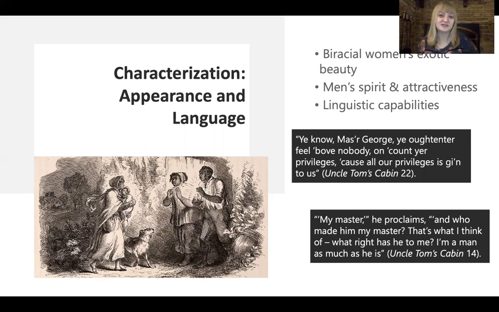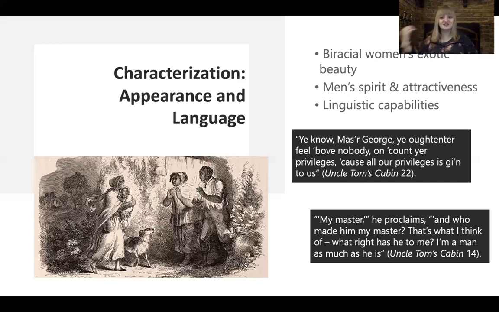We see this in their linguistic capabilities. Like I said, our lighter skinned characters seem to have more eloquence in their speech. Darker skinned characters do not, but they're saying the same things if we listen closely. So, this example I've provided, pages apart, Aunt Chloe and George Harris boil down the issue of slavery, which is the power dynamic, the very nature and definition of slavery, the ownership of another human being.